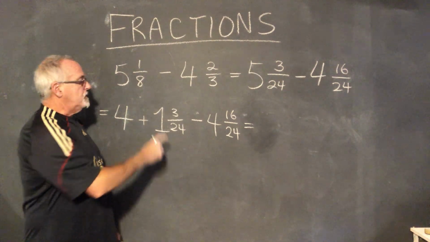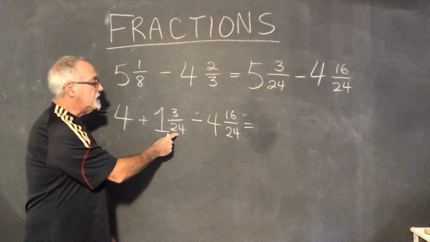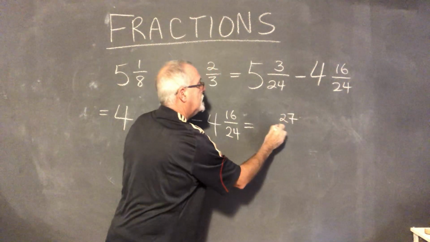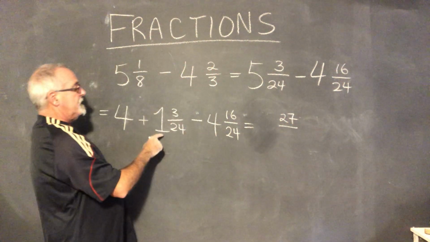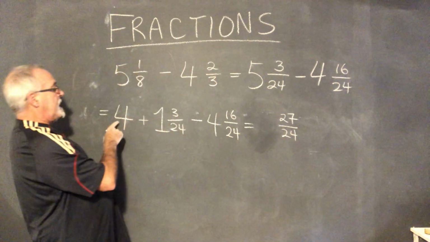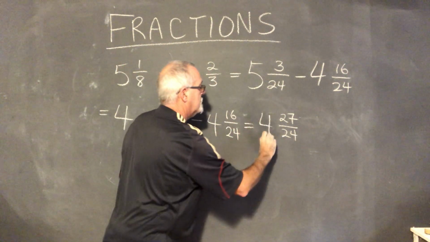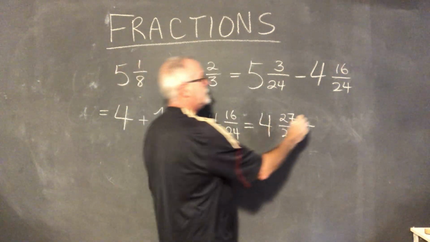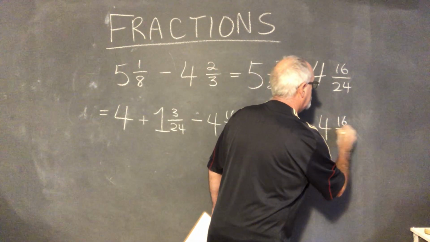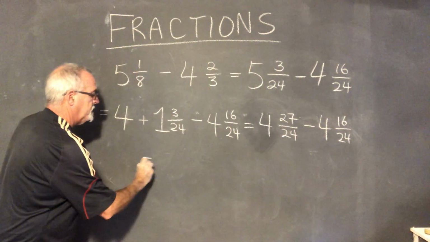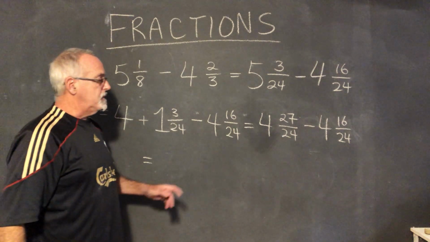Same technique as always. 1 times 24 is equal to 24, plus 3 is equal to 27. Notice how I leave a bit of space. That becomes 27/24. And I have to put this 4 with it. Minus this one, 4 and 16/24. Okay, I can do this, but oh, something interesting happened. Told you it'd be interesting.